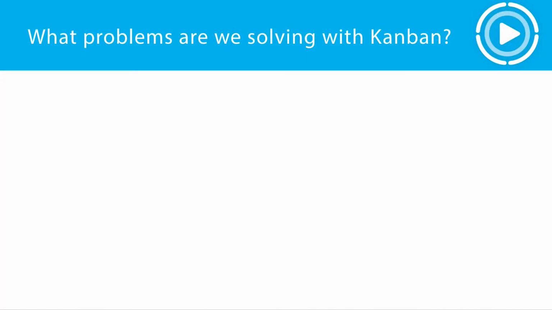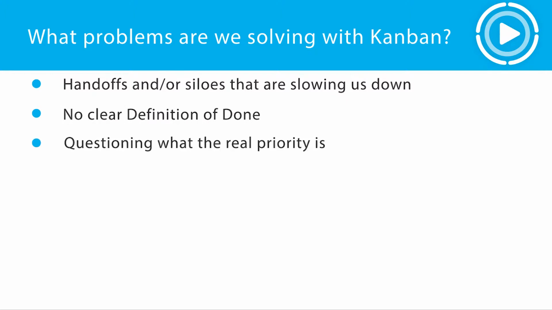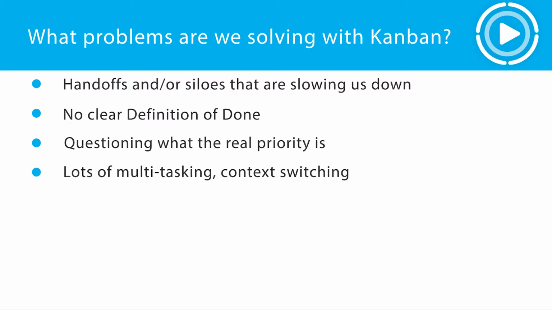In summary, here are several significant problems we're solving with Kanban. Handoffs, silos that are slowing us down, no clear definition of done, questioning what the real priority is, lots of multitasking and context switching.